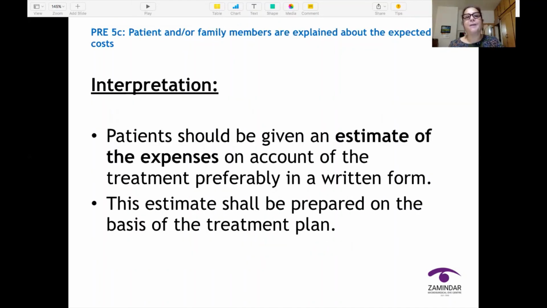So patient and family are, of course, again, expected cost, very, very important. Again and again, we realize that the estimated cost of the procedure is something which is very, very important, and patients should understand that.